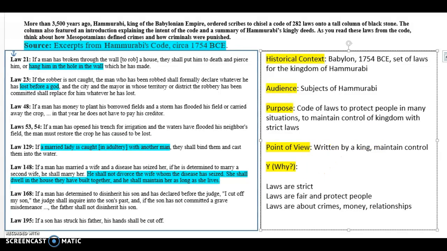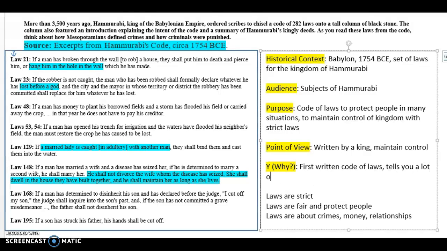Gosh, okay, so why is this important? Being a history teacher, I know this is the first written code of laws. We could also think about the different relationships that you can see within this. It tells you a lot about Hammurabi's kingdom. It sounds like there are lots of different jobs. They talked about different types of crops. They talked about different types of creditors.